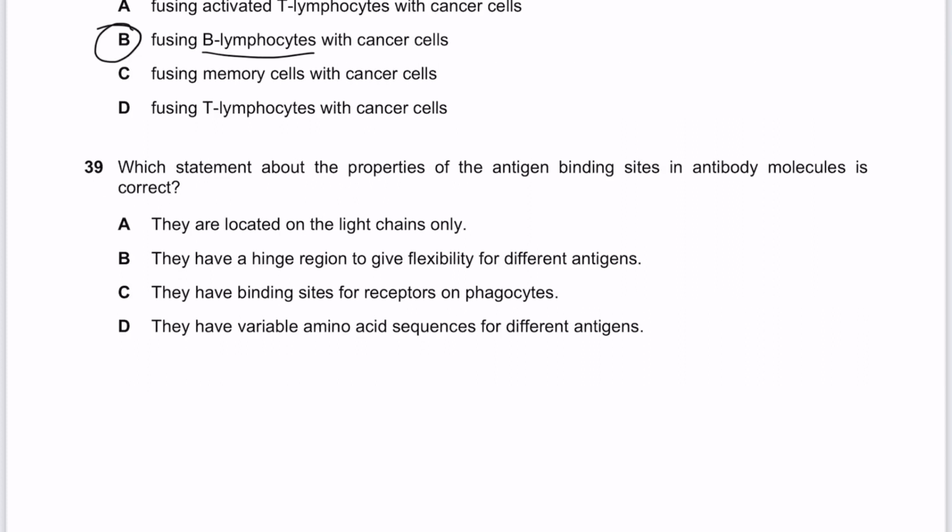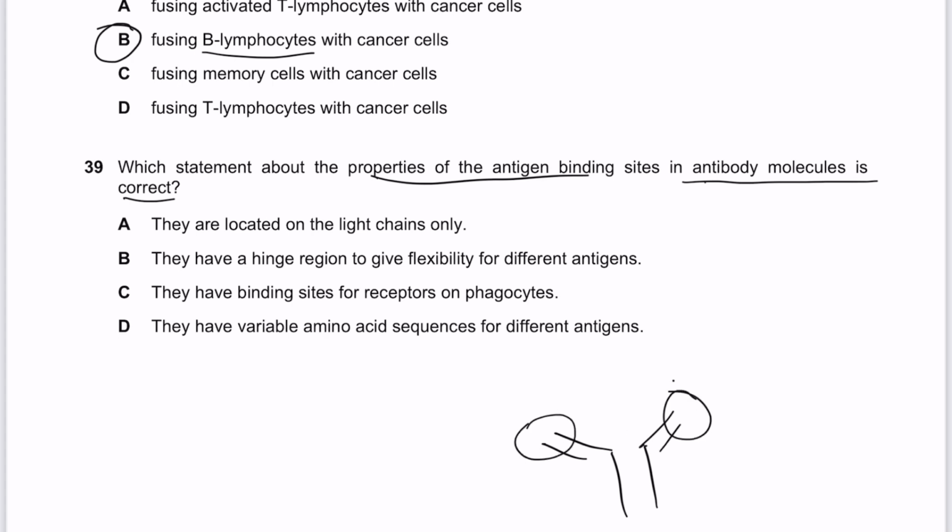Which statement about the properties of antigen binding sites in an antibody molecule is correct? They are located on the light chains only. Actually, no. The antigen binding site is this part. So if I were to draw this, it's part of the heavy and light chain. It's a variable region here. So, no. Okay. They have a hinge region to give flexibility for different antigens.